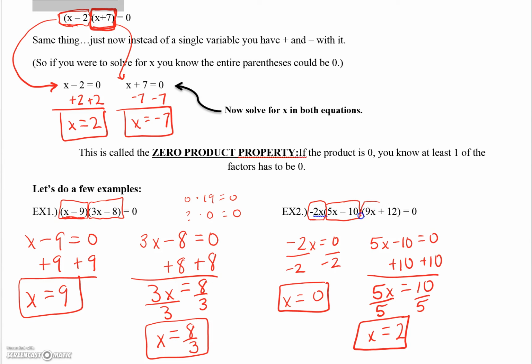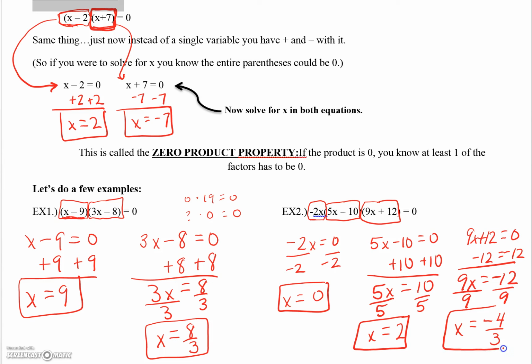And then I have x in another parenthesis. So let's look at that one. 9x plus 12 equals 0. Subtract 12. Divide by 9. And x, I would just keep it improper. Don't change it to a mixed number. They're both divisible by 3, so it'd become negative 4/3. So again, in this case, we have 3 different answers.